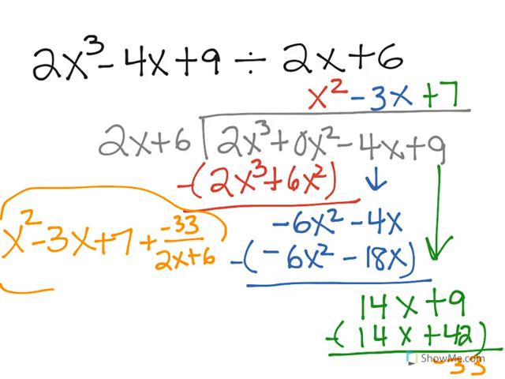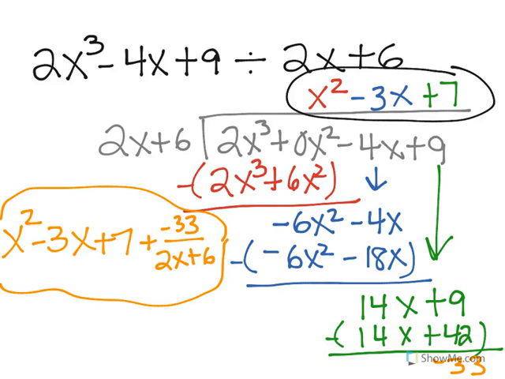And again, if you want to check to see if you're doing it correctly, you take your quotient, the solution we just got, multiply it by your divisor, add this remainder value at the bottom, and then you should get the dividend, what you were originally given.